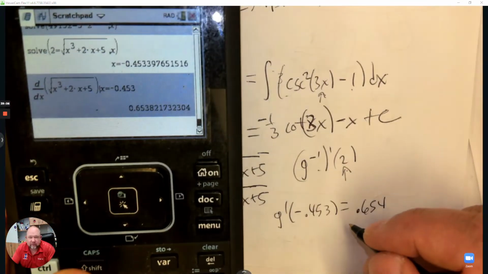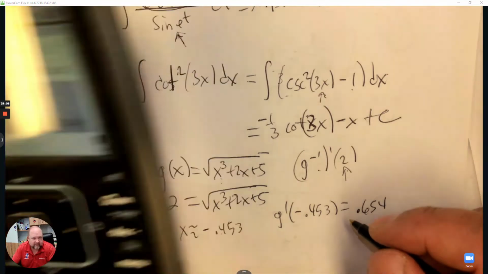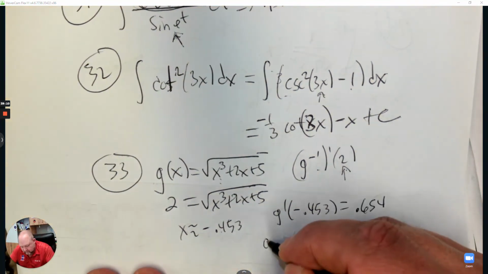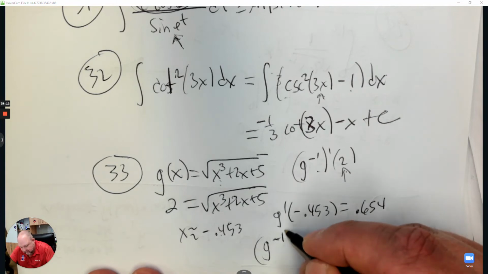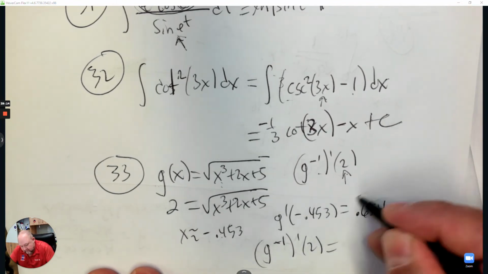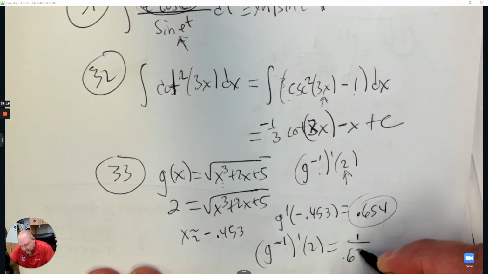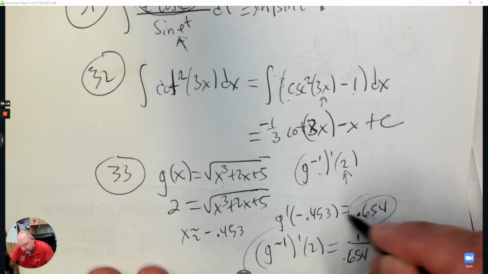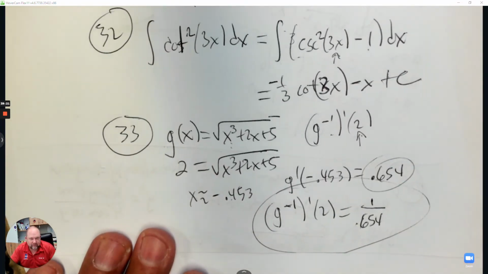I'm going to make this really simple. As long as it's numerically equivalent, it's perfect. So we know we need to do the reciprocal. So the inverse of g at 2 then is the reciprocal of that. So I'm just going to write it like so. That is the reciprocal. And you have the answer. 34.